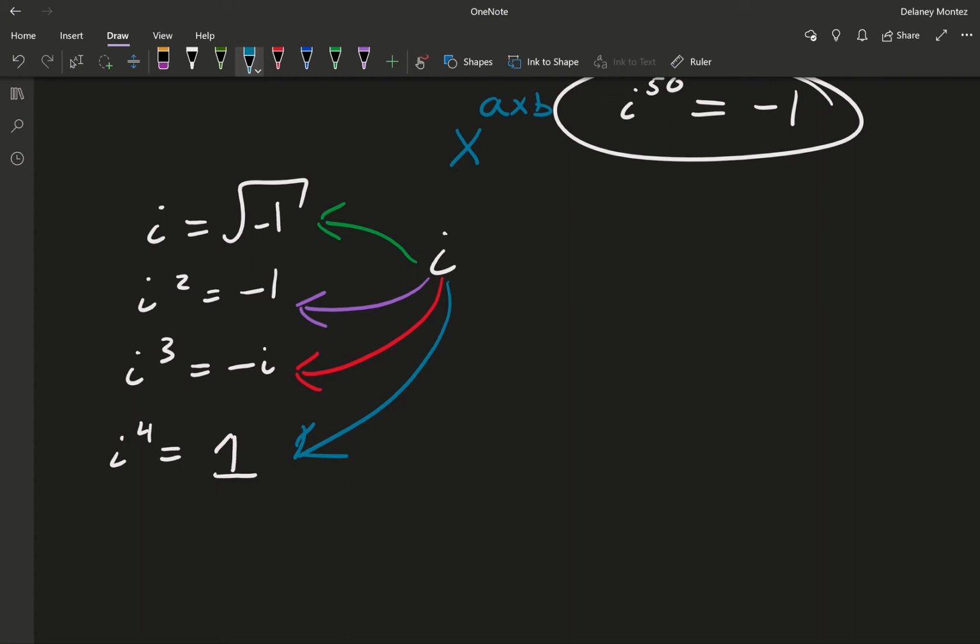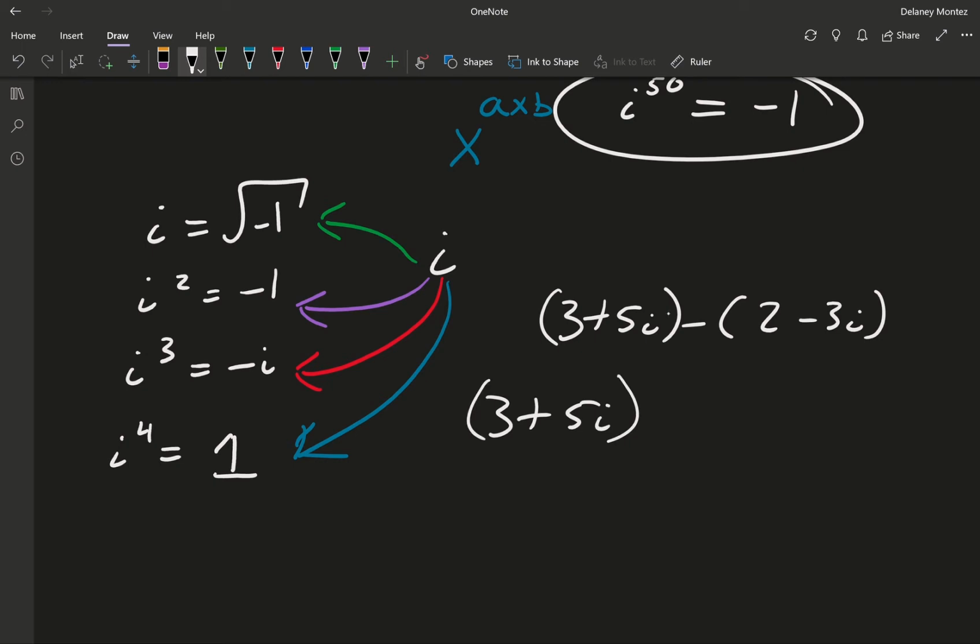Okay, let's see. So now it's asking us to add and subtract. So we have, let's do an example, right? 3 plus 5i minus 2 minus 3i. What does this equal? Well, we have 3 plus 5i, right? We're going to distribute this negative, so we'll do negative here, minus 2 plus 3i, right? Because this becomes a negative 2, this becomes a positive 3i. So now we're basically distributing, we just need to add up like terms.